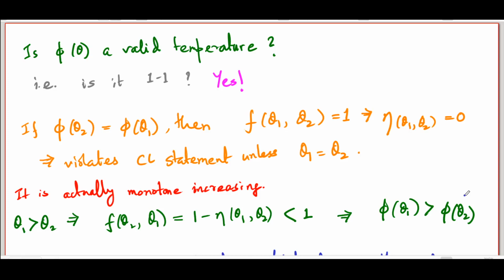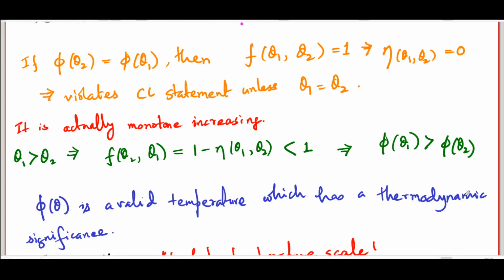If theta 1 is greater than theta 2, then f of theta 2 comma theta 1, which is 1 minus eta theta 1 comma theta 2, would turn out to be basically the ratio of the two heats, and that would be less than 1, and therefore phi of theta 1 has to be bigger than phi of theta 2. So not only is this 1-to-1, it's actually monotonically increasing, so it also preserves the basic idea that we have that heat flows from a higher temperature to a lower temperature, not from a lower to a higher temperature.